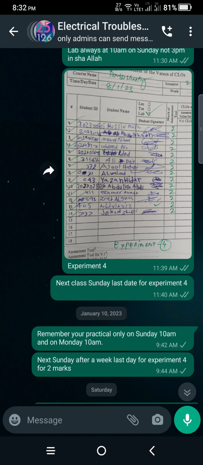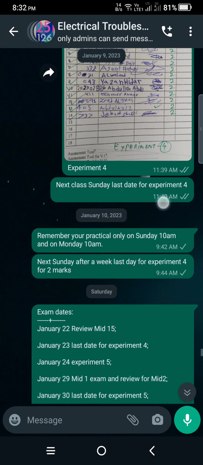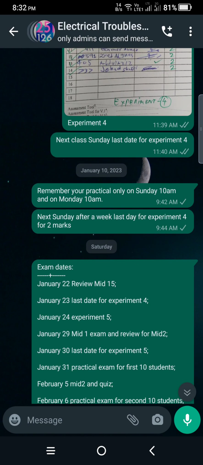Remember, next Sunday is the last date for experiment 4. So those who have not done experiment 4, this is the last date. If you miss that and try to write and give it the next day, you get only 1 mark, not 2 marks. And experiment 5 will start from Monday onwards, inshallah. So try to clear all your dues.